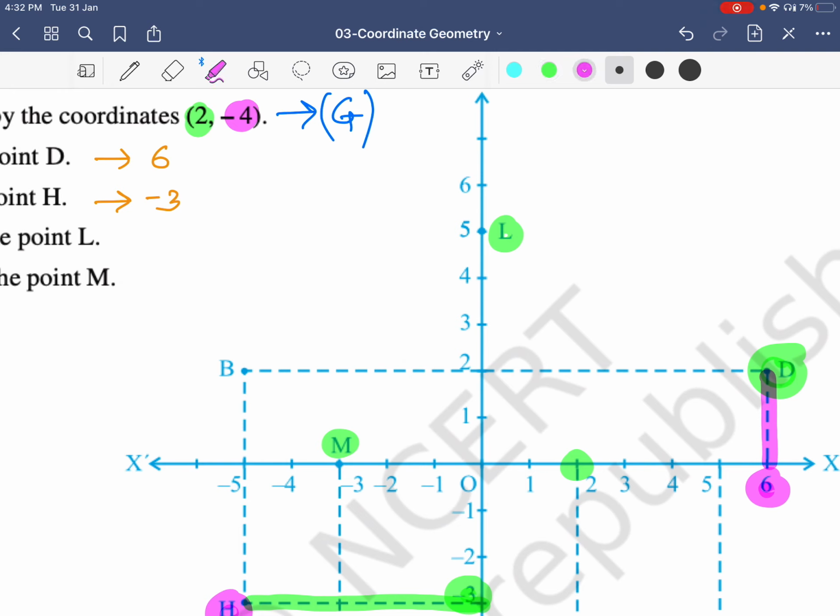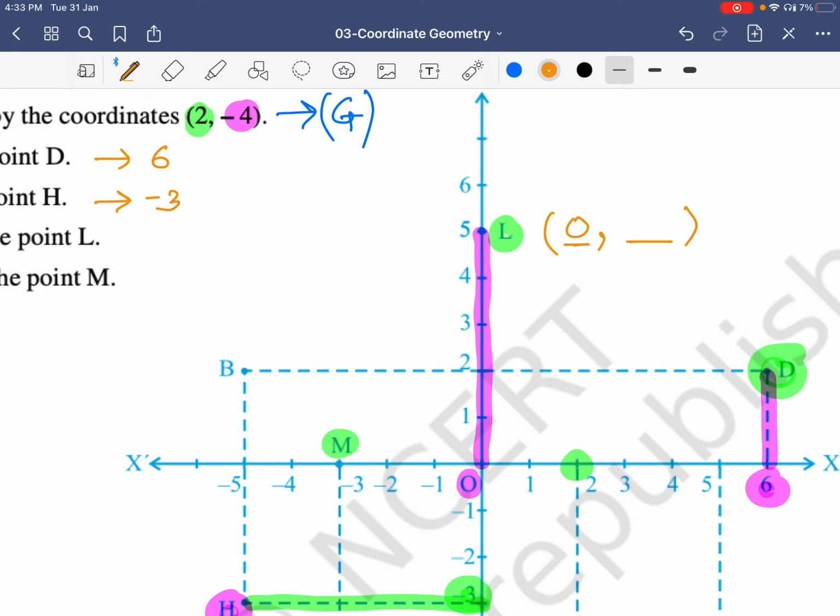If you want to find the coordinate of any point, how do you find the x coordinate of a point? You draw a perpendicular to x-axis. So from this point L, I'm going to draw perpendicular to the x-axis. Where does it meet x-axis? It meets x-axis at 0. So its x coordinate is going to be 0. This is x coordinate. What about y coordinate?